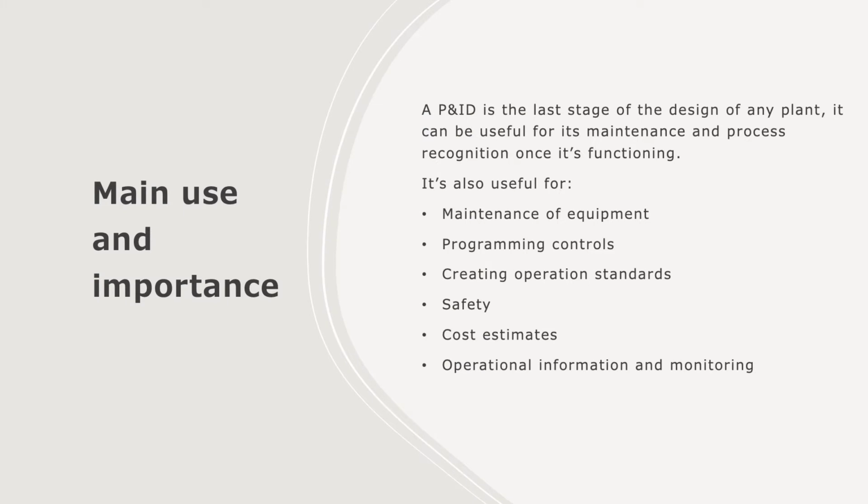Its main use and importance. A P&ID is the last stage of the design of any plant, so it can be useful for its maintenance in the future, as well as for process recognition once the plant is functioning. The main uses for a P&ID are maintenance and equipment.